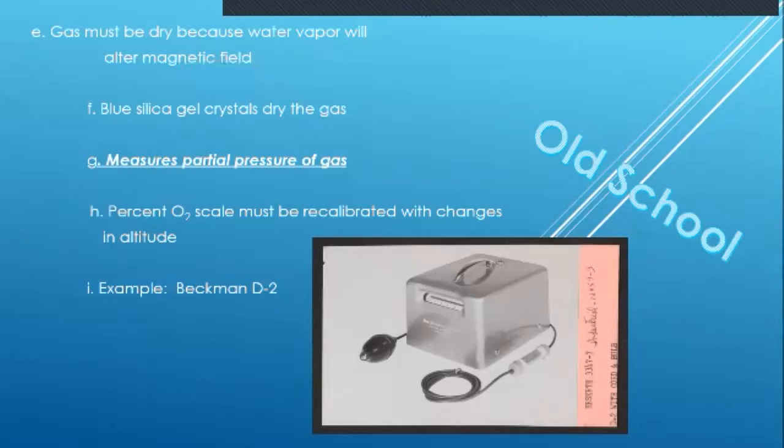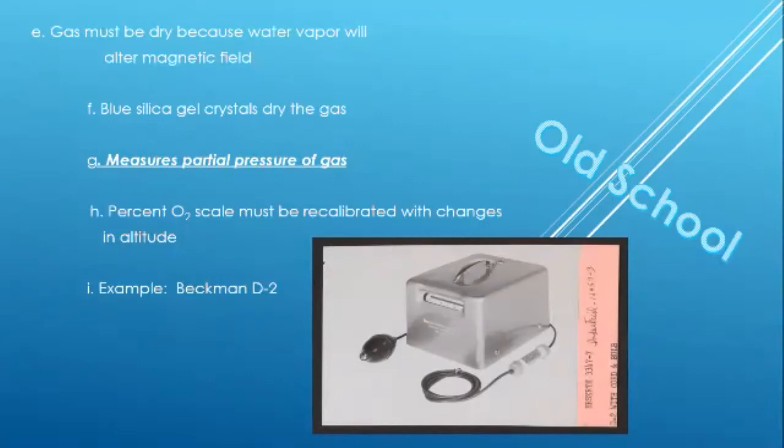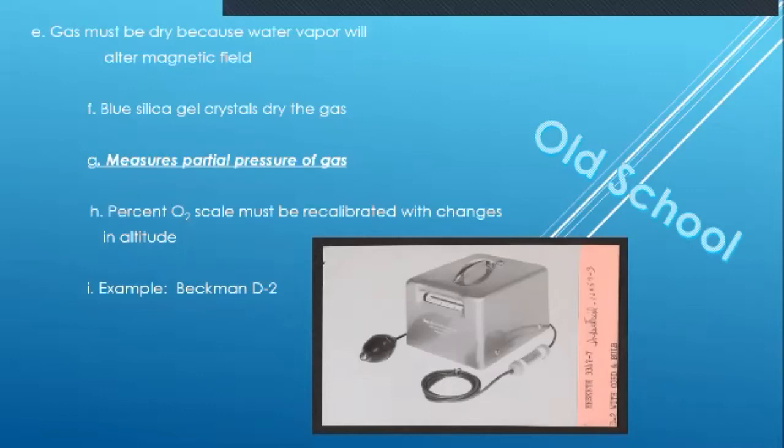Now, all of that I just said was amazing to me. When I first read it, I was like, damn, all of that's going on inside that little analyzer? Mirrors and rotation and degrees and all of that? That is amazing. Very, very sophisticated. They're very expensive, okay? But you don't have to remember how the process works. You just need to know that with paramagnetic analyzers, the gas must be dry, and it measures the partial pressure of the gas, okay? The percent O2 scale must be recalibrated with changes in altitude, okay? The example is the Beckman D2. That's what this is right here. It's old. This is very old. The Beckman D2 paramagnetic analyzer. This is what the old school one looks like.